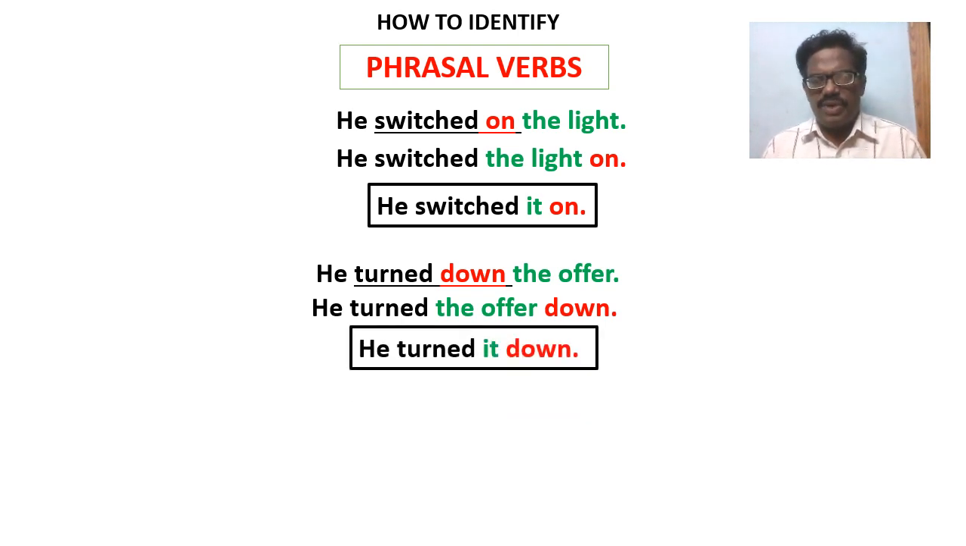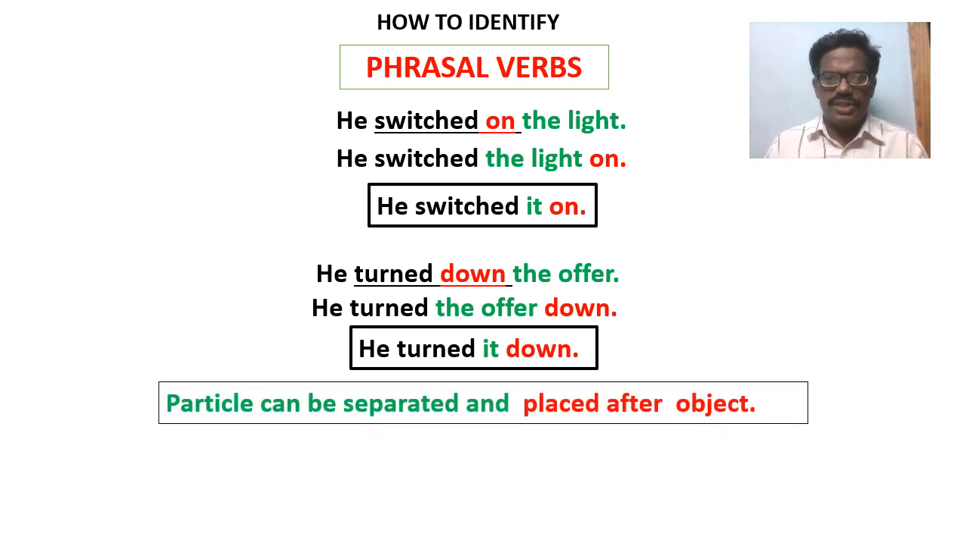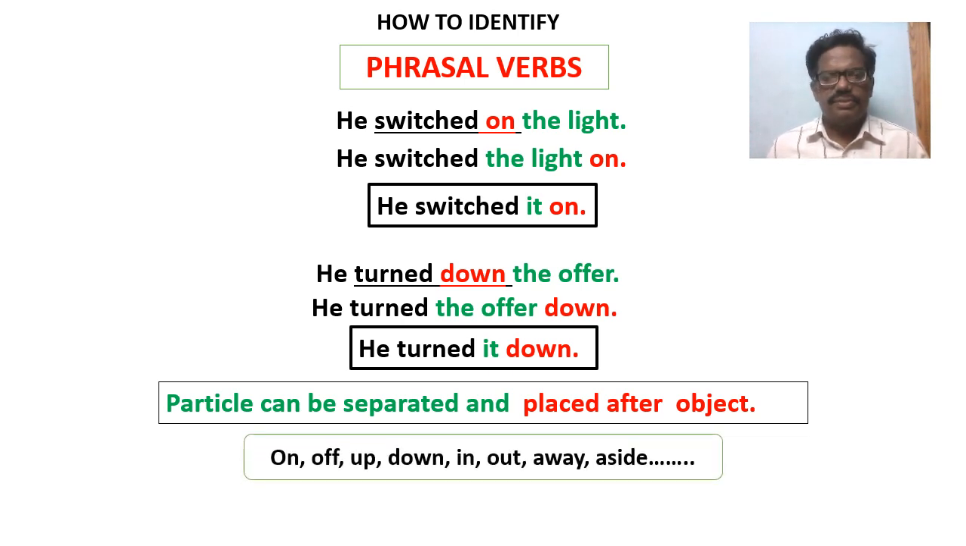The same rule can be applied here when the object is a pronoun. So the clue is that whenever the particle can be separated and can be placed after the object, then the multi-word verb concerned is called a phrasal verb. Some particles help us to know that the particular multi-word verb is a phrasal verb. Those particles include on, off, up, down, in, out, away, aside.